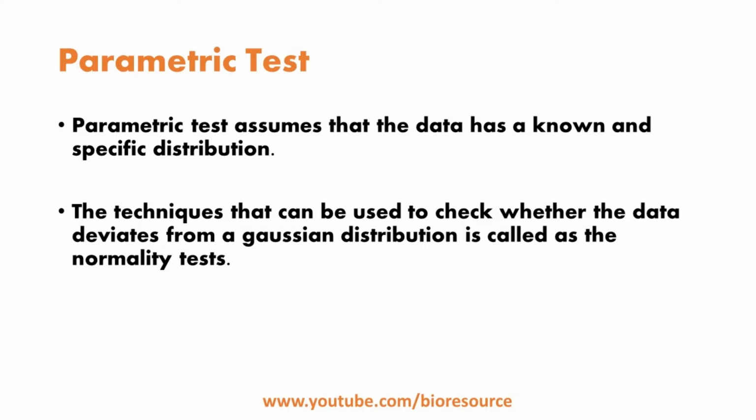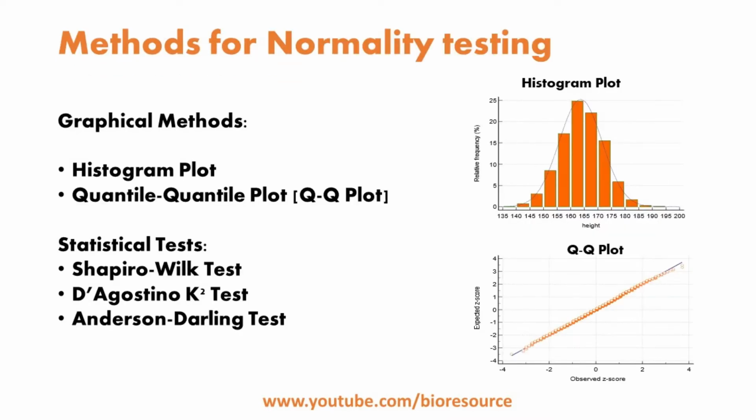The technique that can be used to check whether the data sample deviates from a Gaussian distribution is called the normality test. For normality testing, we can analyze this by graphical methods or by statistical tests. The graphical methods include the histogram plot and the quantile plot. These are the most widely used methods for normality testing to check whether the data follows a normal distribution or not. The statistical tests include the Shapiro-Wilk test, D'Agostino's K-squared test and the Anderson-Darling test.